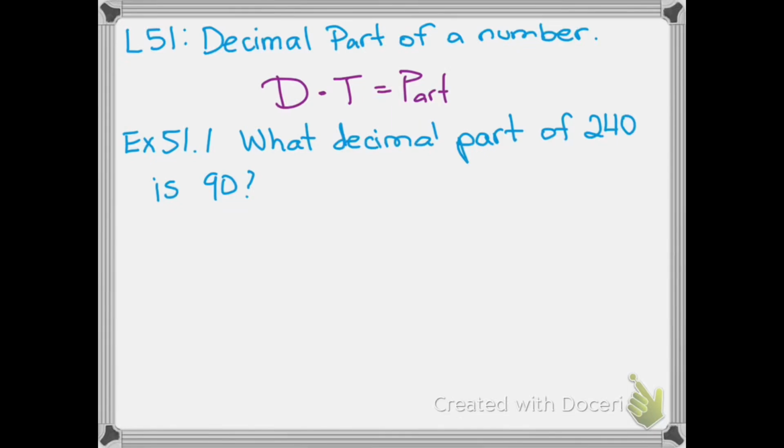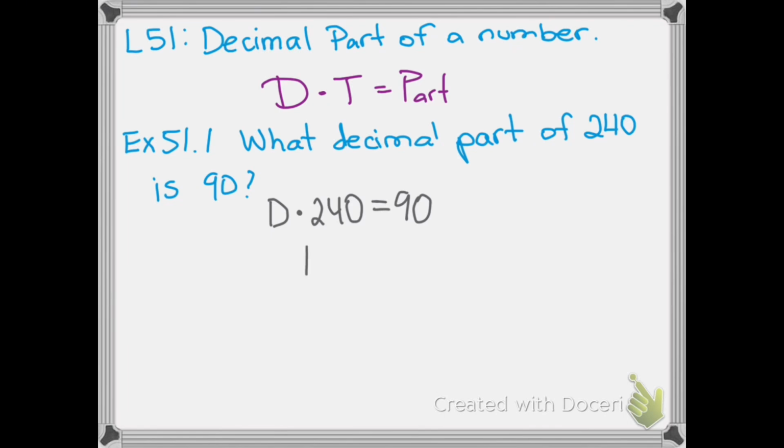Lesson 51, decimal part of a number. Now remember, I told you about this important equation. Now we're going to do the same equation, but instead of a fraction, we're going to use decimal. So let's translate the example. It says, what decimal part, so I put a D, of 240 is equal to 90.